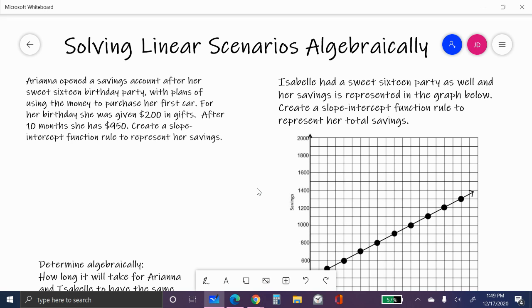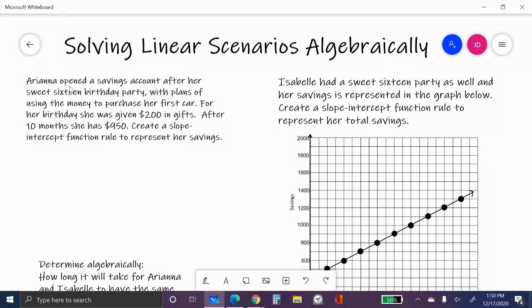In today's video, we're going to be solving linear scenarios algebraically. So we're going to be taking a look at two different scenarios and answer certain questions involving those scenarios, knowing what we know about systems of equations and how to create linear functions from a scenario. All right, so let's take a look at this one right here.